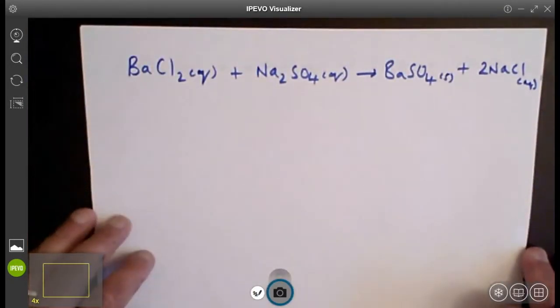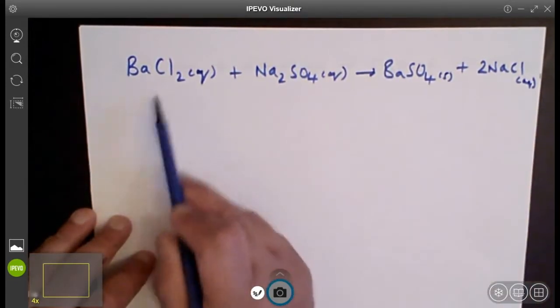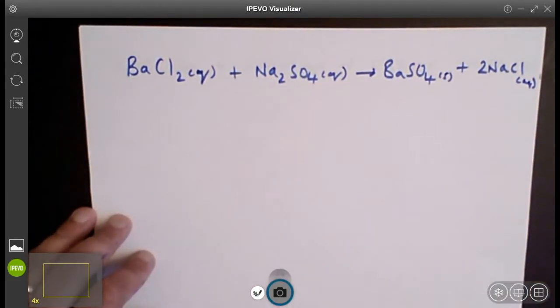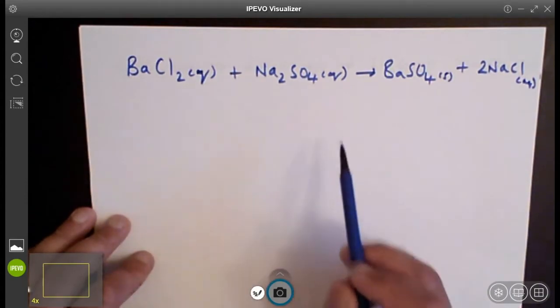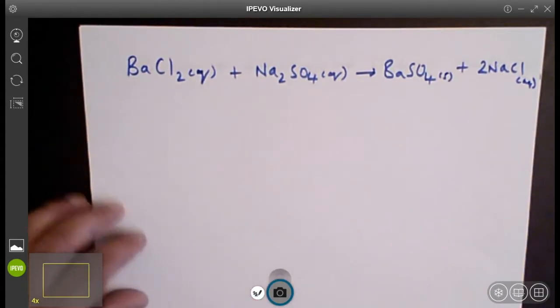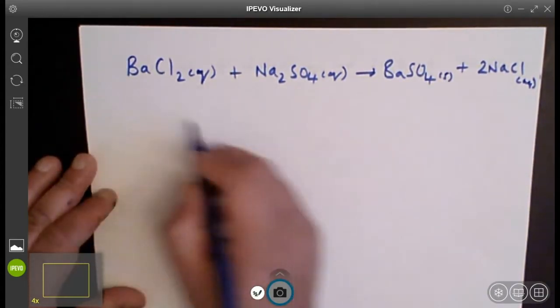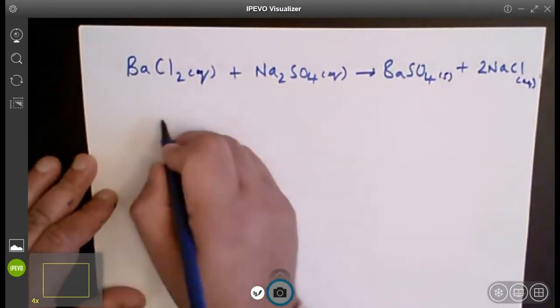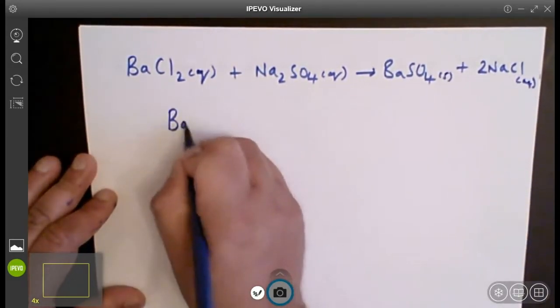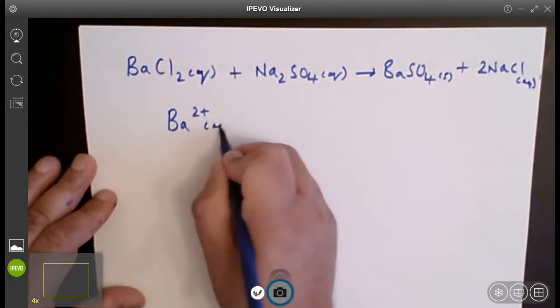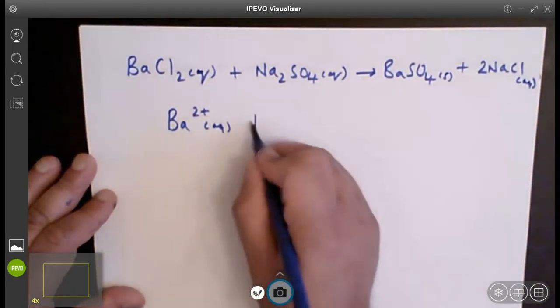Here's another common one. This is where we use barium chloride, which is an aqueous solution, and that's used to test for sulfate ions. So you can see that barium chloride will break up. So it breaks up like this. Barium is 2+, aqueous, it's found in group 2, plus.